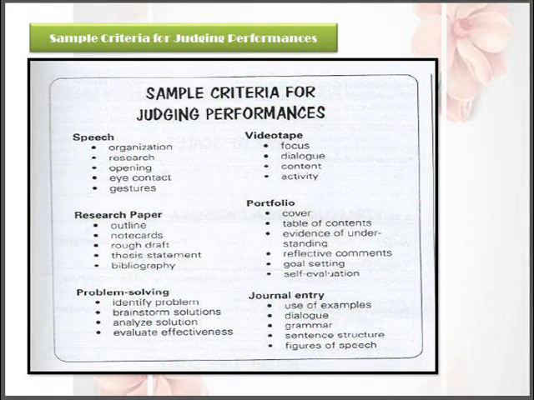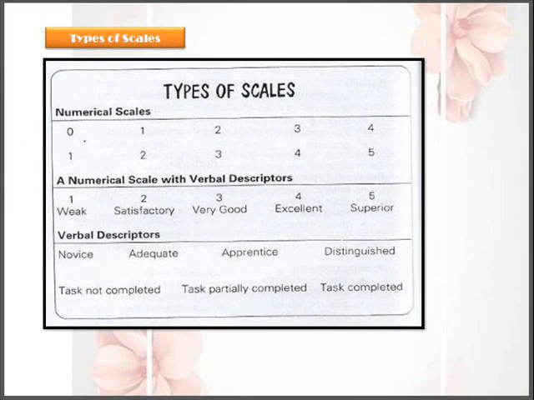For the first picture, we have sample criteria for judging performance. We have speech, research paper, problem solving, videotape, portfolio, or even journal entry. I will take one example from speech. In judging speech, we can look at the organization, research, opening, eye contact, or even the gestures. The second example is types of scales. We have numerical scales, a numerical scale with verbal descriptors, or even verbal descriptors only.